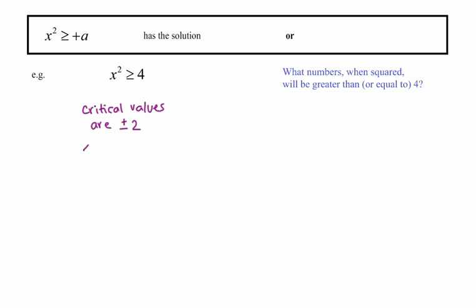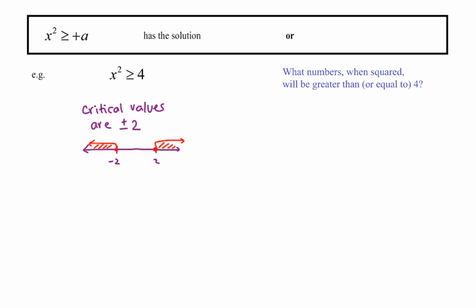So we have to figure out, is it going to be between -2 and 2, or is it going to be less than -2 and greater than 2? Let's try putting in 0. If I square 0, will that be greater than 4? The answer is no. So it has to be numbers less than or equal to -2 or greater than 2. Try -3 squared is 9, which is greater than 4. Or +3 squared is also 9, which is greater than or equal to 4.